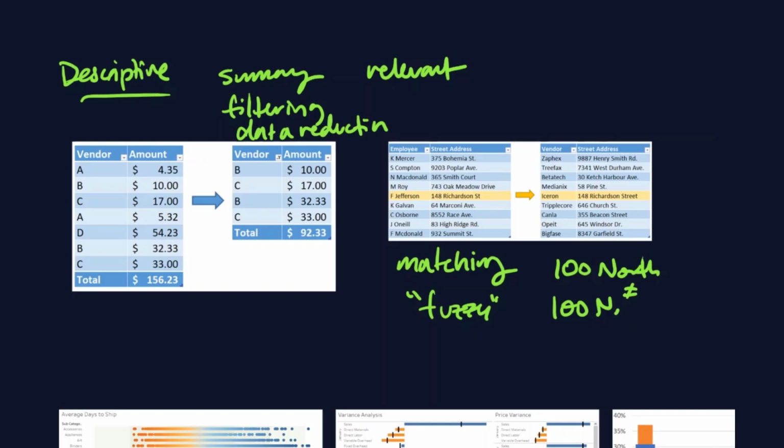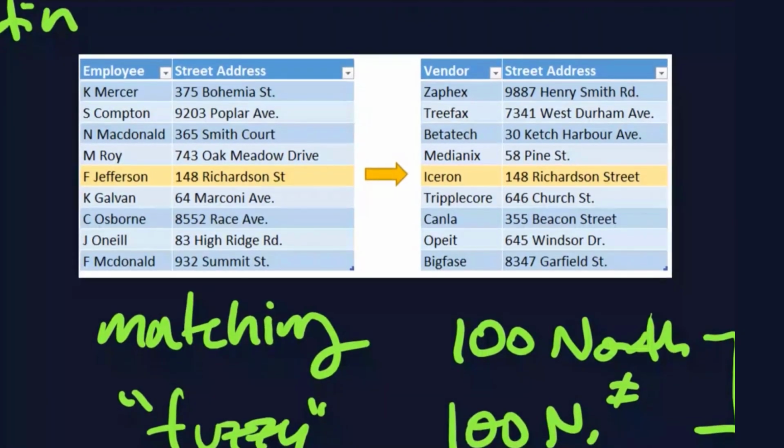So fuzzy matching goes a step beyond, and it looks at a probabilistic match. It says, okay, these are 70% similar because they share 70% of the same characters between these two. Just like in the example here, I've got Richardson Street versus Richardson Street. So we would use this to try and find, for example, employees who have created fictitious vendor accounts so that they can send in invoices and embezzle money from the company.